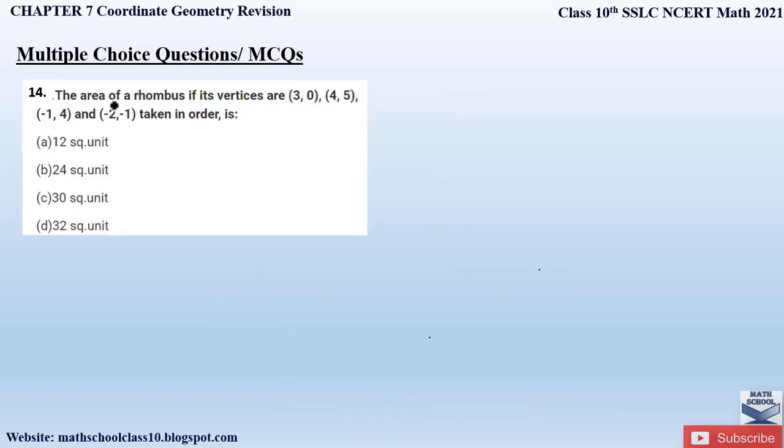Question number 14. The area of a rhombus if its vertices are 3, 0, 4, 5, minus 1, 4 and minus 2, minus 1 taken in an order. So we have a rhombus. Let us name this rhombus as A, B, C, D in a cyclic order. First point we will take point A as 3, 0, point B is 4, 5, point C is minus 1, 4 and point D is minus 2, minus 1. So here we have to find out the area of this rhombus.